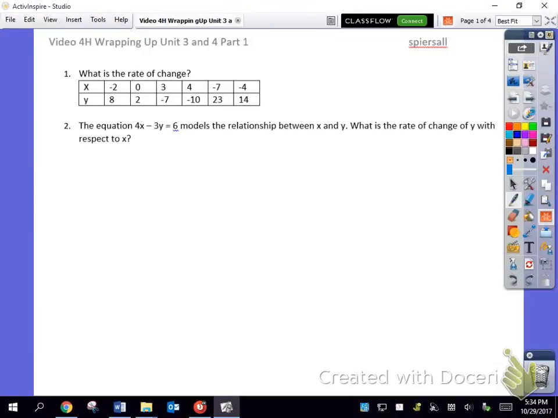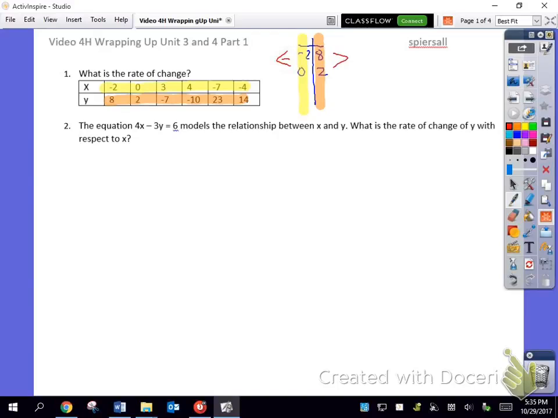So we're going to wrap up units 3 and 4. Remember, to find rate of change on a table, you're going to subtract. So you can take those ordered pairs and turn them sideways. Remember that the top row is always the first column, and the second row is always the second column. Okay, and it doesn't matter which two you use. I'm just going to use the first two.